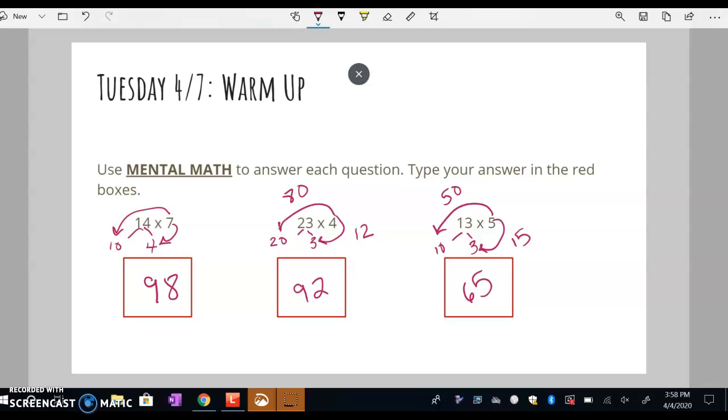Again, when you do this, I want you to try to do as much of this in your head as possible. I'm only writing it down to show you the process, but I want you to try to do as much of it in your head as you can. The more you practice, the more you do it in your head, the better you're going to get. So give it a shot.